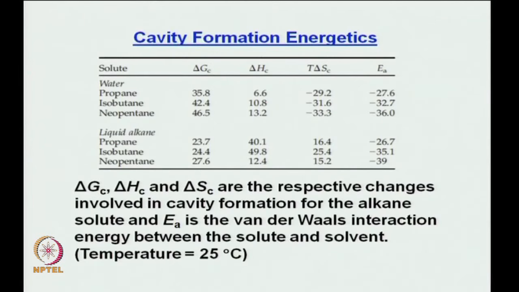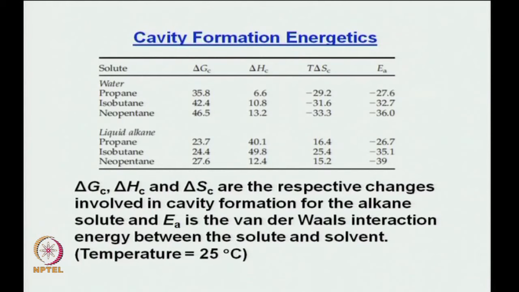Now, let us look at the table. So, what was the solute? You look at the solute, respectively, it was first propane, then isobutane, then neopentane. So, this was the solute which you dissolved in water, then you took the same solutes and dissolved them in the corresponding alkane. You take propane and dissolve it in propane, you take propane and dissolve it in water. Similarly, you take isobutane, dissolve it in isobutane, and you take isobutane and dissolve it in water, and you compare the energetics, that is what you are doing. The same for neopentane.